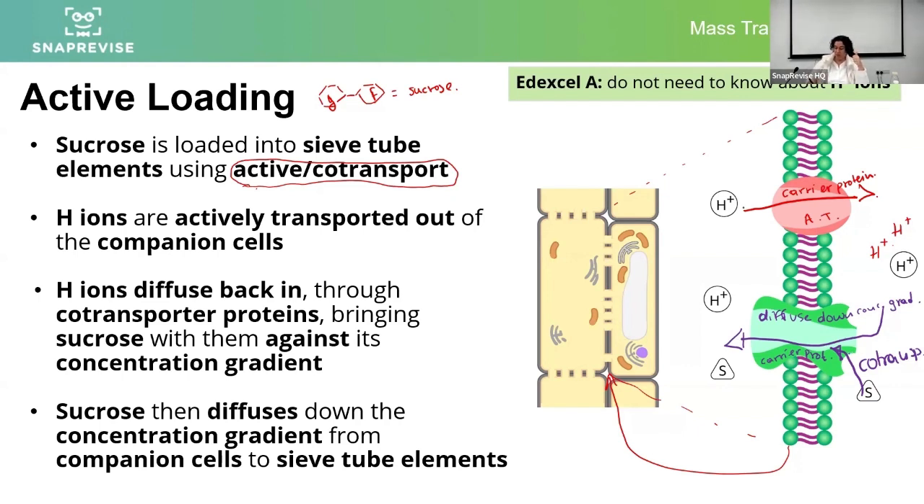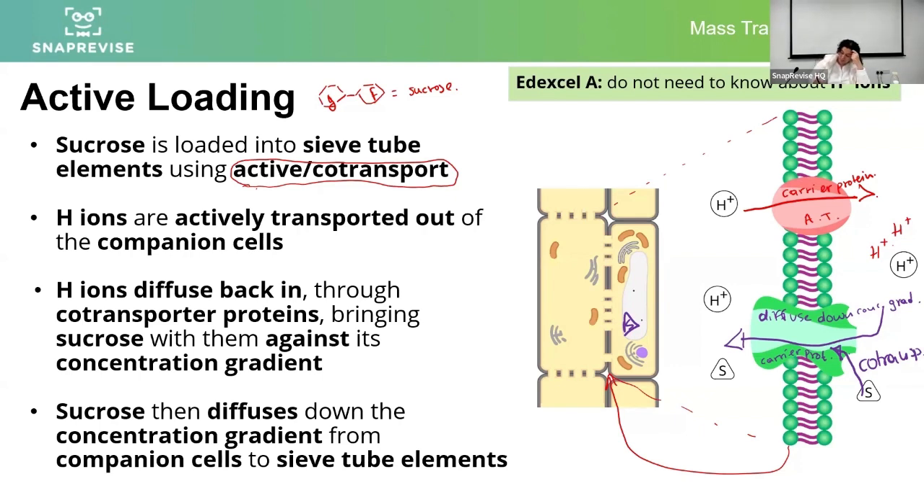So step number 1, hydrogen ions are pumped out against the concentration gradient by active transport, which creates a concentration gradient of hydrogen ions outside. When these hydrogen ions diffuse down their concentration gradient, they do so via a co-transporter, which will also transport sucrose into the cell. So this is the active loading of sucrose into the companion cells, right? So here's my sucrose into the companion cell.